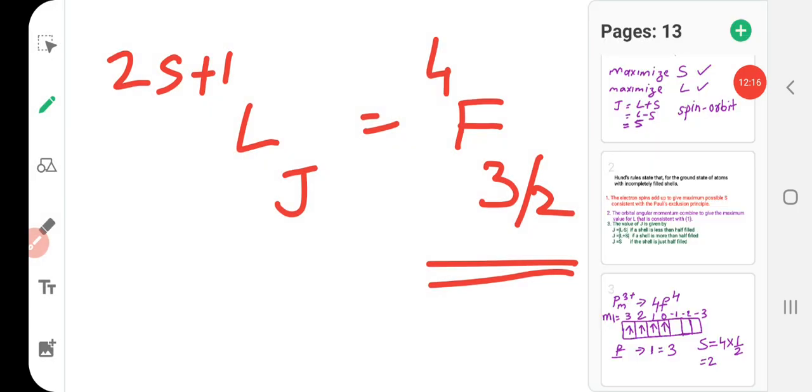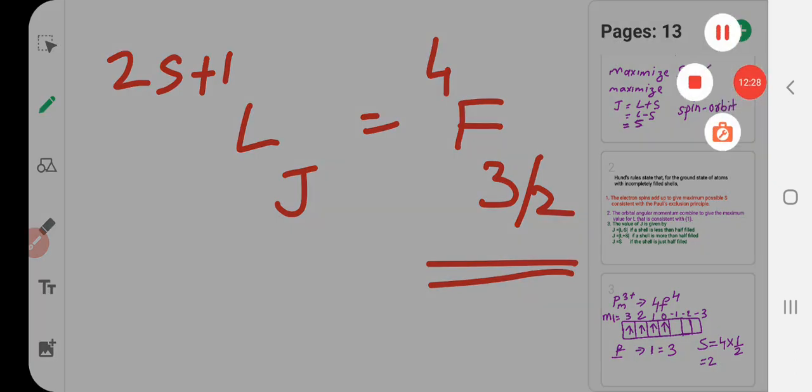So these are some of the examples to find the ground state configuration of some magnetic ions, both rare earth and 3d transition metals. Hope all of you understood how to write the ground state configuration. Thank you all.